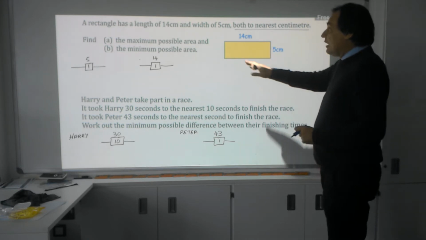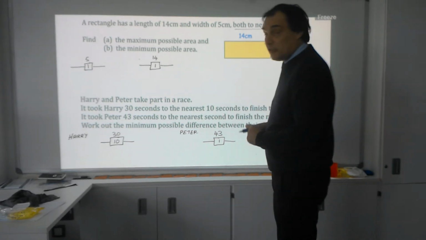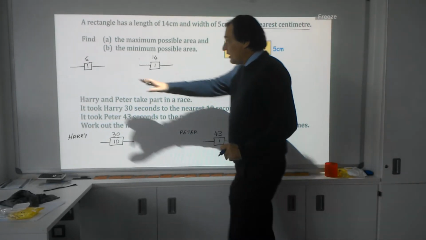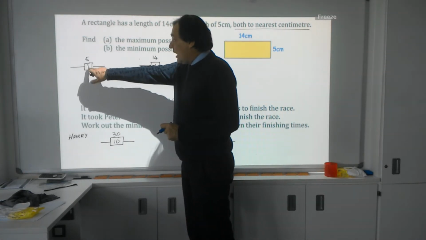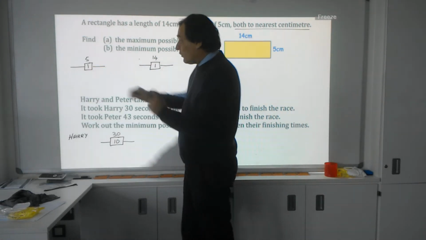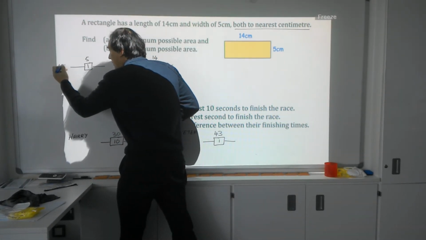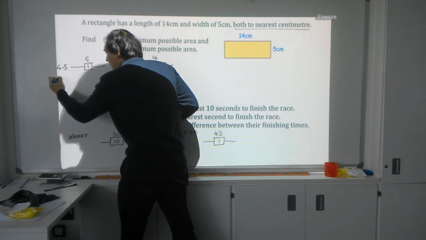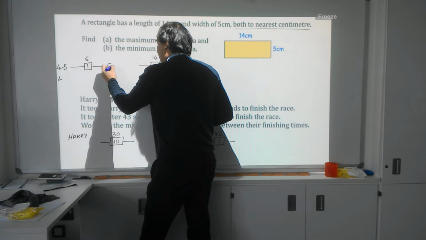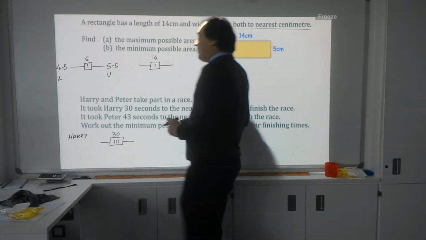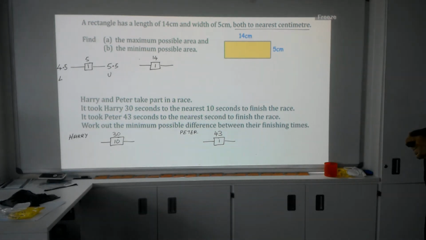So the 5, that's obviously the height of the rectangle, is measured to the nearest centimetre. So I've done an upper and lower bound here for our height of 5. Remember, nearest centimetre, we put a 1 in there. We go half back, half of 1 gives us 4.5, and that's going to be our lower bound. And our upper bound is going to be 5.5. So we've got our lower and upper bounds of our height dimension.